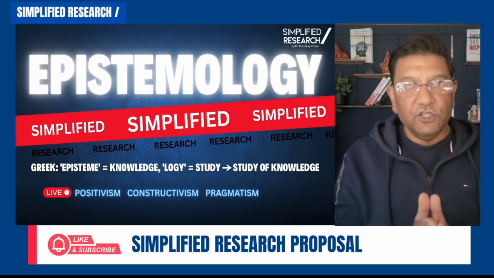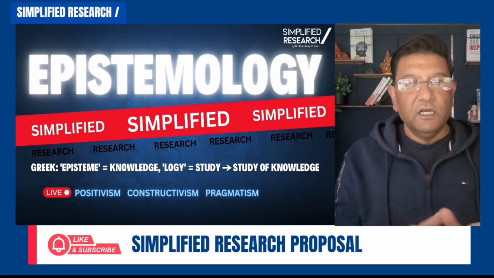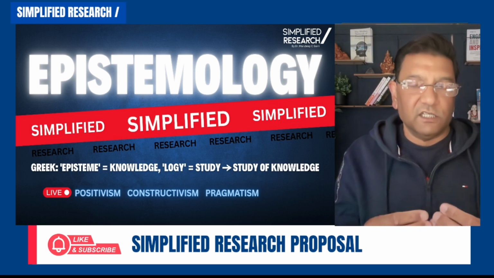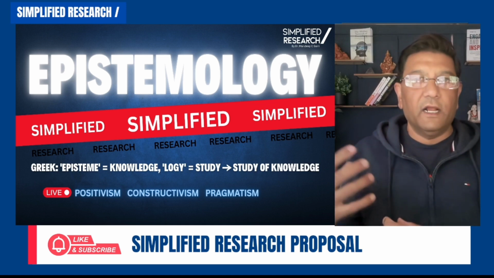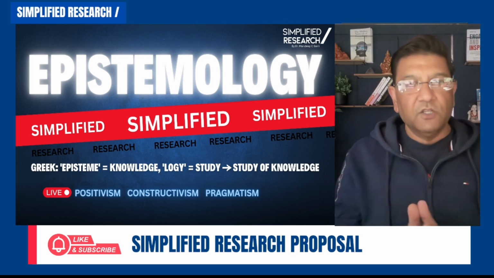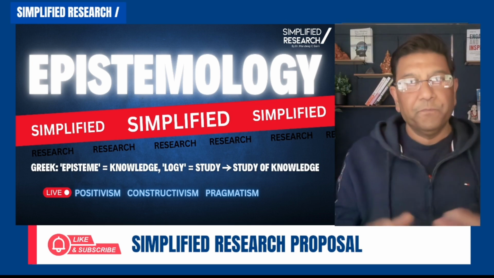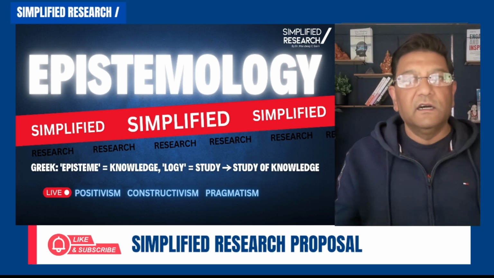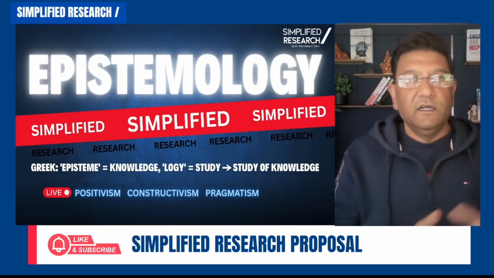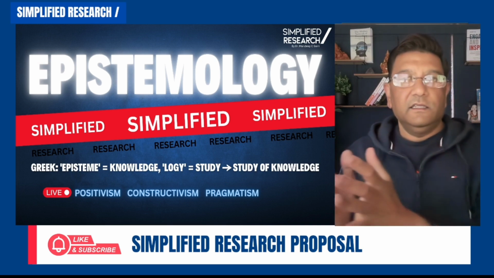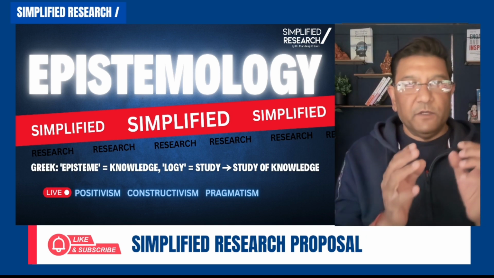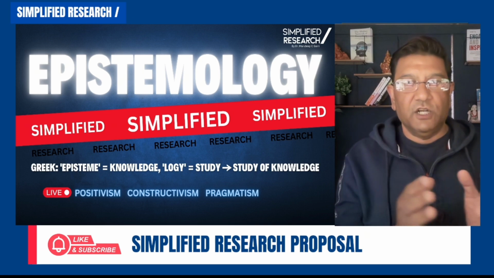In the ontology, which is ontos and logy, the study of existence, the question is where the knowledge exists. Is it in the objects or is it in the subject? Is it real or is it relativist? So real is related with object, and relativist is related with the subject, the people, the objects and the people, the material world and the physical world. So if we talk about epistemology, epistemology means the study of knowledge.